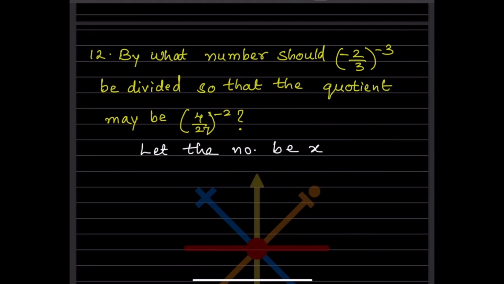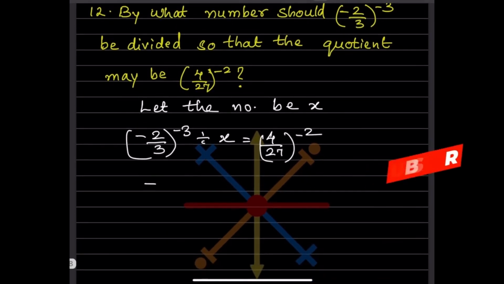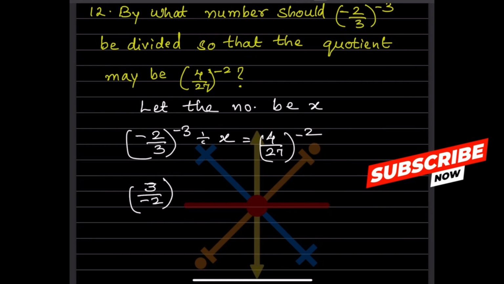So now what will you do? It's given here (-2/3)^-3, and they have said "divided by". There was multiplication before, here it is divided. So divided by x is, here you will write what's given, (4/27)^-2. So now this one, first let us make it positive by flipping over.